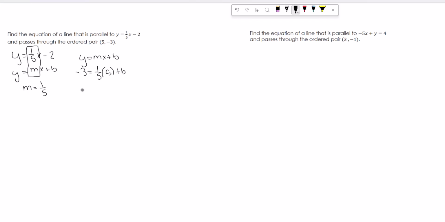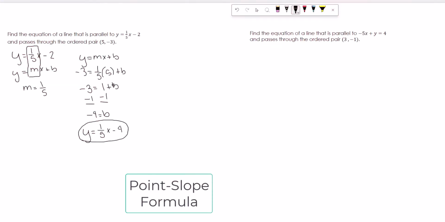Now let's simplify. We have -3 equals 1/5 times 5 is 1 plus b. I'm going to subtract 1 from both sides. So b is -4. Cool. But we're not quite done yet. We have to rewrite it. y equals 1/5 x minus 4. And that is our equation. Cool. Let's use the other formula too, just in case you decided to do it like that.